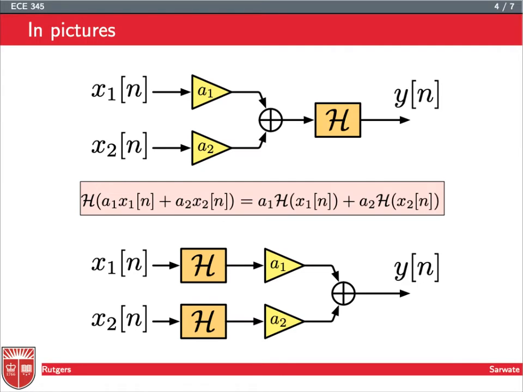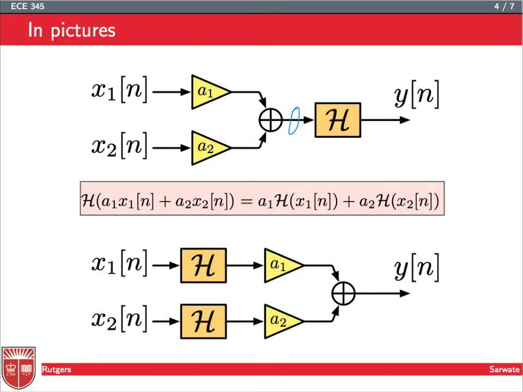So let's look at, in pictures, what linearity means. Linearity means that you can take x1 and x2, apply some gains to them and add them up, so then you get a1x1 plus a2x2, and then you apply h to that, and you get out y. And the question is, can I get this y a different way? And the answer is yes.